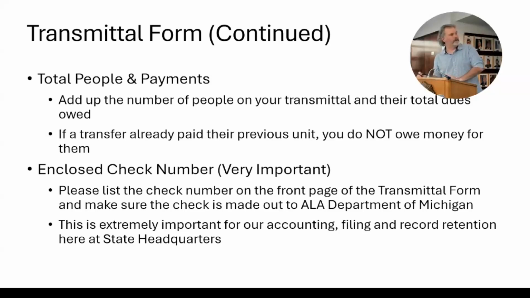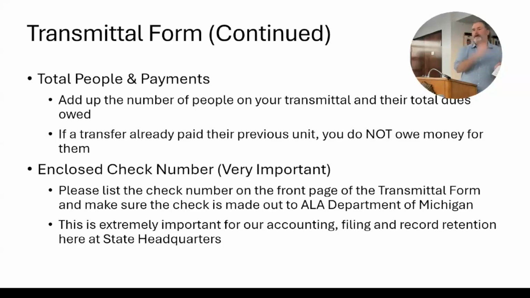Finally, we have the enclosed check number. So at the bottom here of the transmittal, you'll see where it says enclosed check number. This is extremely important. Please put that in there. I would say, honestly, about half of the transmittals that we get here at department, this part is not filled out.